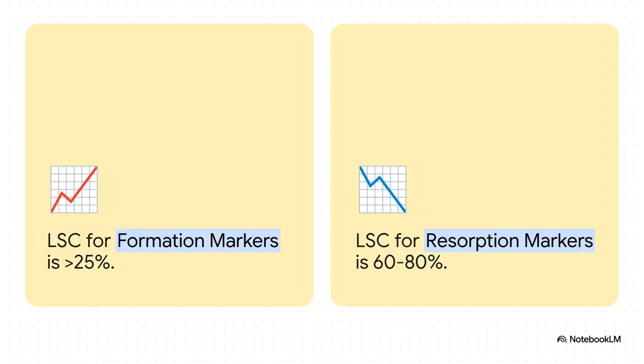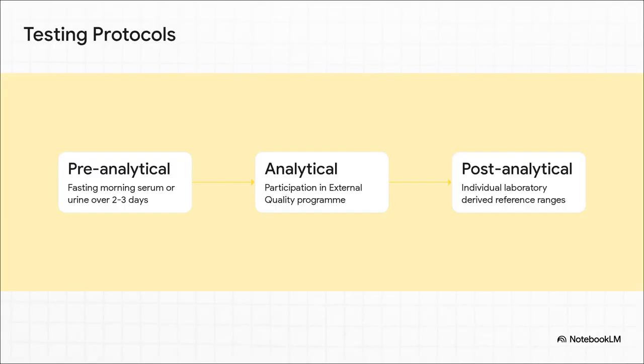But for bone resorption markers, our demolishers, the LSC is a massive 60 to 80%. We literally need to see a huge leap or drop in those resorption markers to confidently say that a patient's bone breakdown rate has actually shifted. Now, to ensure we even have a fighting chance of hitting those reliable signals, we need strict protocols across the board. In the pre-analytical phase, samples really should be taken from fasting patients right in the morning, ideally collected over 2 to 3 days at the exact same time of day just to bypass those tricky circadian rhythms.